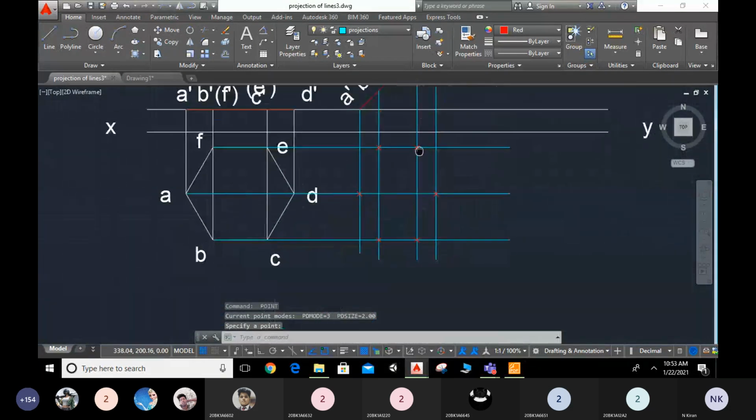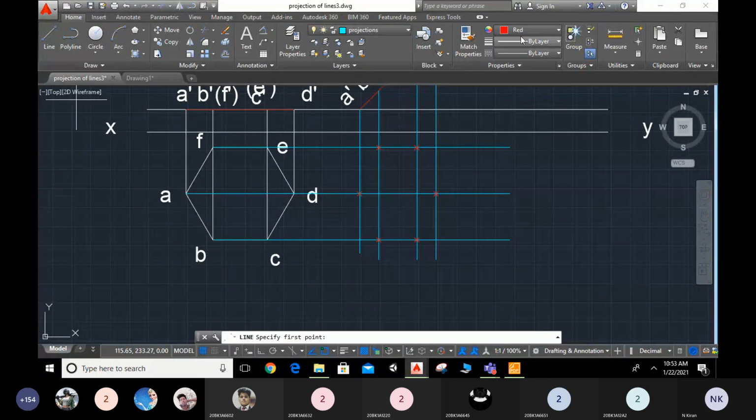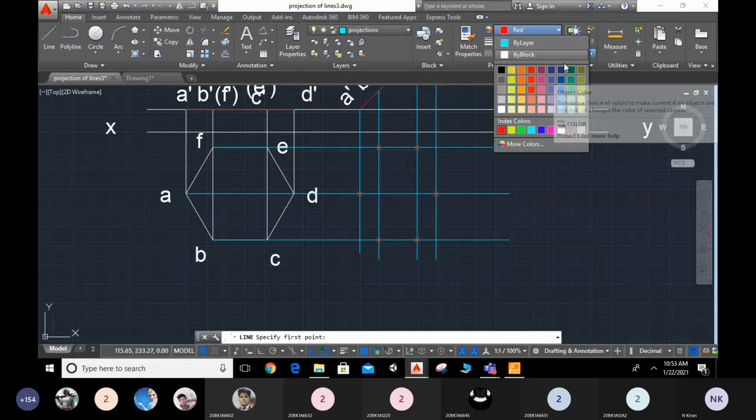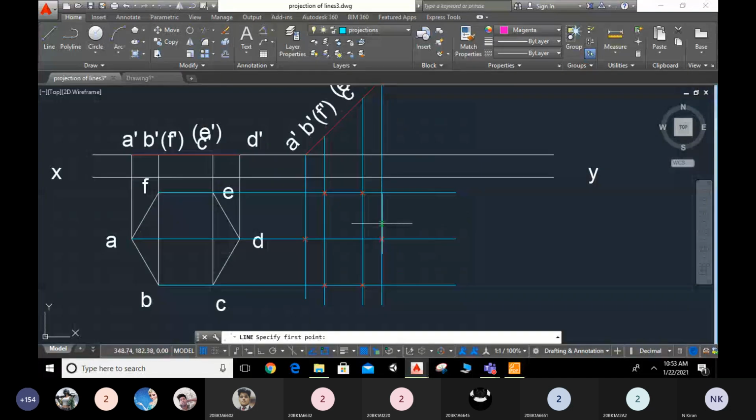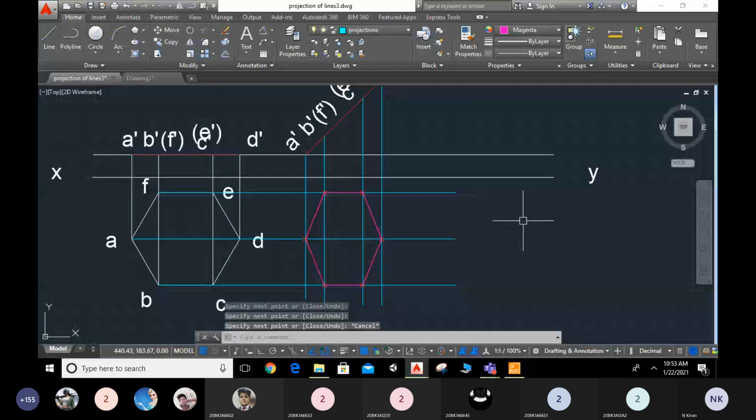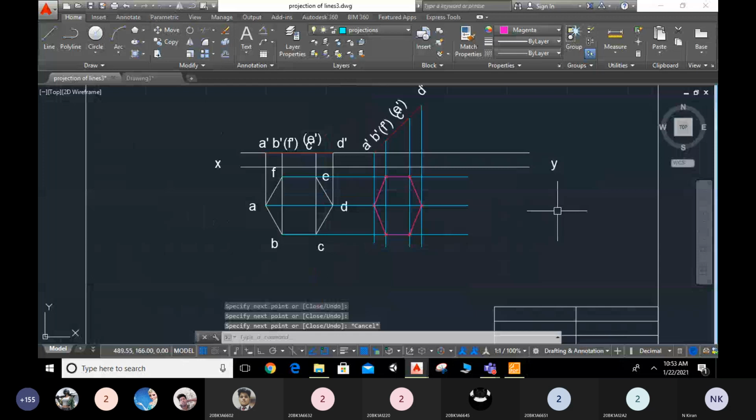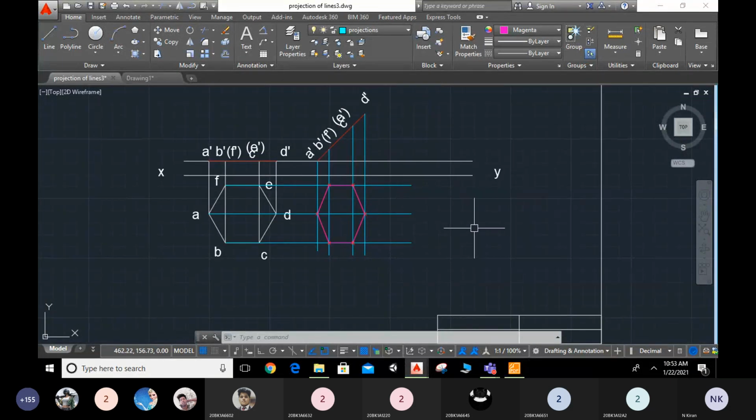Okay, by joining these points you can get the shape. I will select some green color or some pink color. I will select this line, polyline, SPL, enter, and I will select these points. Yeah, this is our actual final answer. Okay, are you clear? Yes, sir.